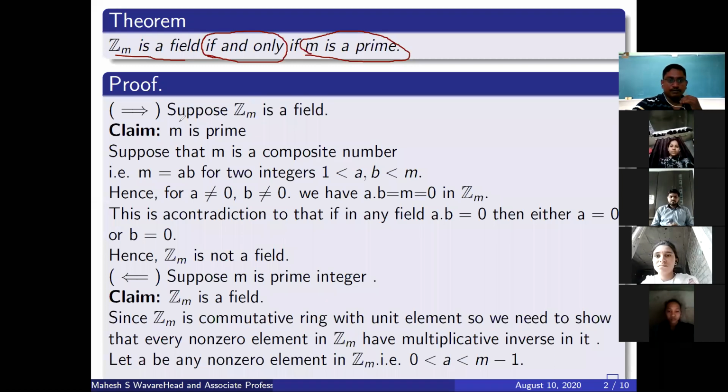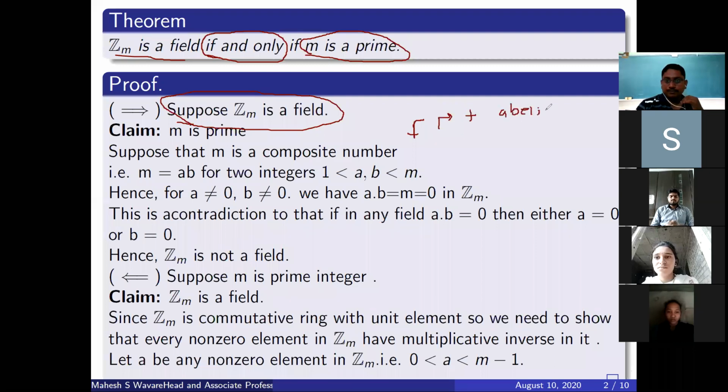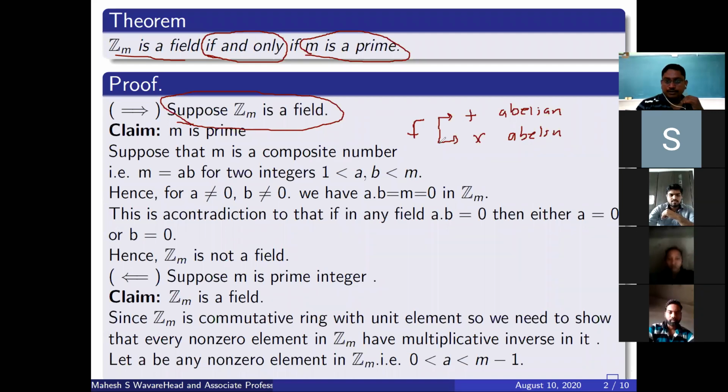In this part, we assume that Zm is a field. You know what is meant by a field. What do you mean by a field? A field is an additive abelian group, a multiplicative abelian group, and the distributive law holds. Together, these 11 conditions are there.